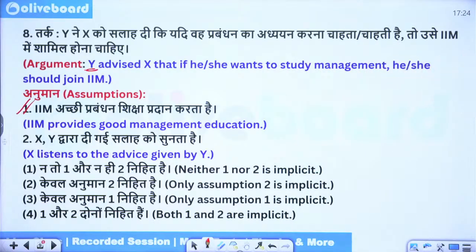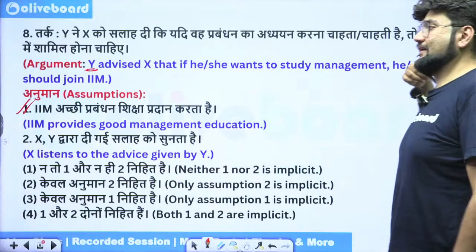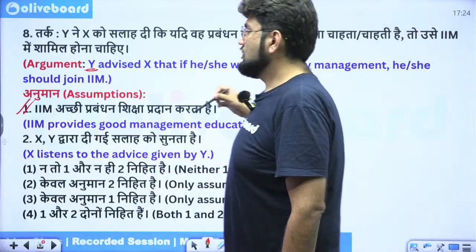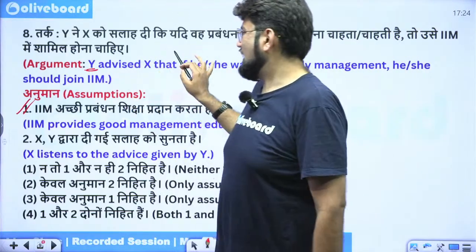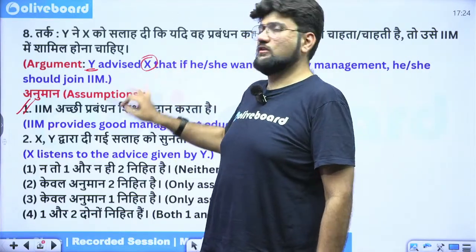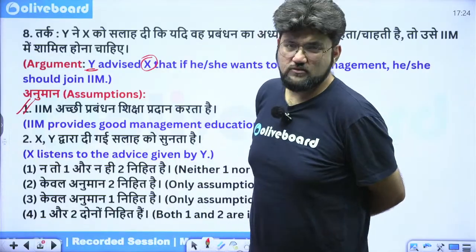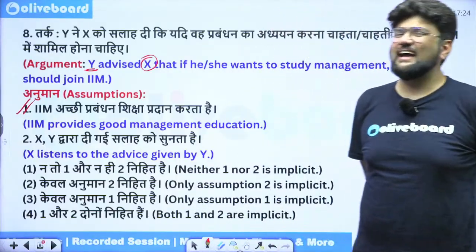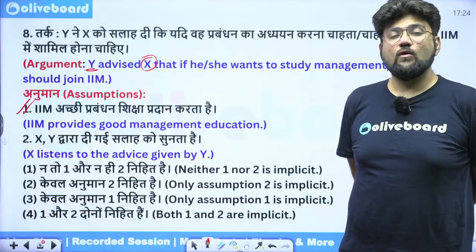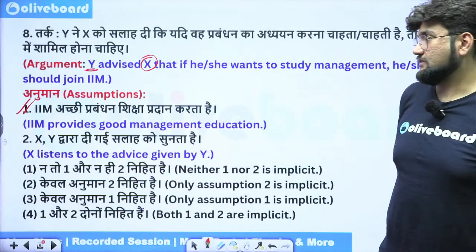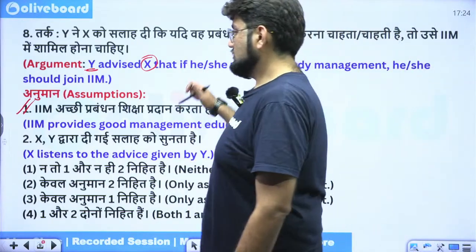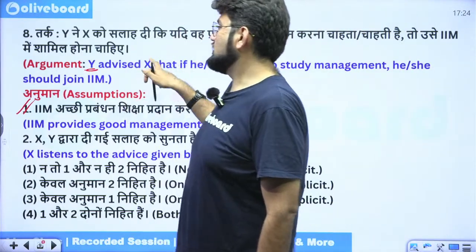Second one says X listens to the advice given by Y. Now this is the problematic sentence. Why? Because a lot of people are like, I'm not sure whether X is going to listen to the advice or not. Probably he's not going to listen, he's just going to say okay and then ignore it. How can we be sure that he's going to listen to the advice? The idea is not whether he is going to listen in reality or not.